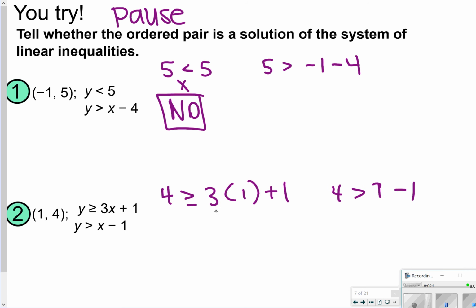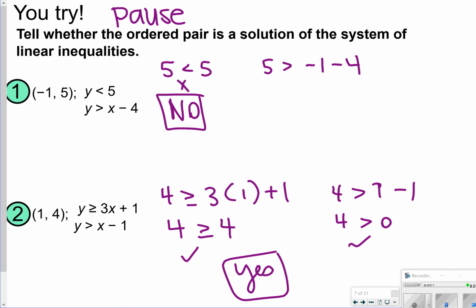So I have here 4 is greater than or equal to 3 times 1, that's 3, and then plus 1. That gives us 4. That is true. And then over here, 4 is greater than 1 minus 1. That would be 4 is greater than 0. That is also true, so I would say yes for my answer in number 2.